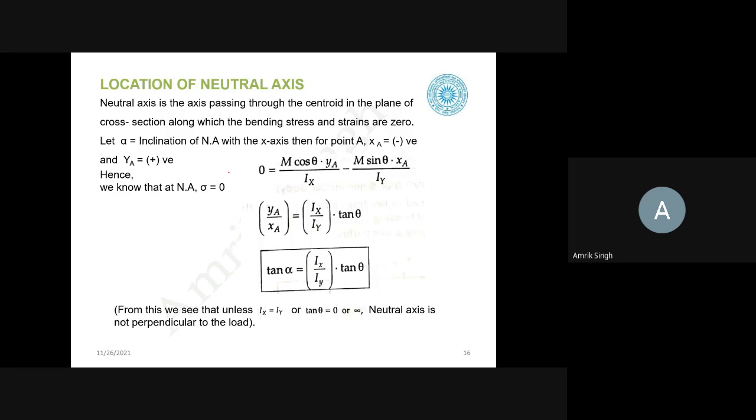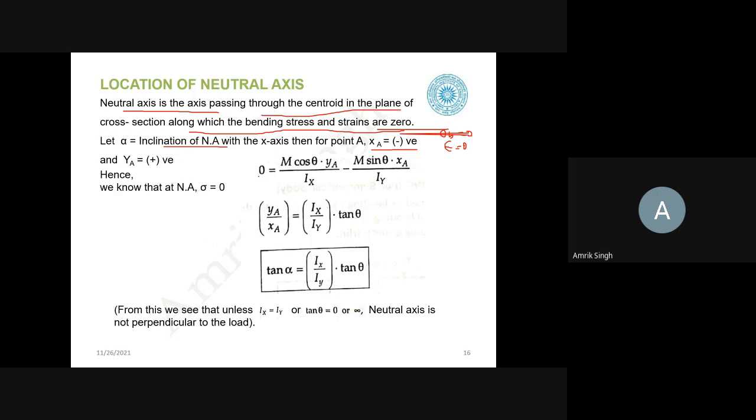Now, how to locate the neutral axis? The neutral axis, if we define it, is an axis passing through the centroid of the plane of the cross section, along which the bending stress and the strains are zero. This we have seen. Sigma b is zero, and the strain is also zero. So let alpha be the inclination of the neutral axis with the x-axis. As I told, this point's xa coordinate is negative and ya is positive.